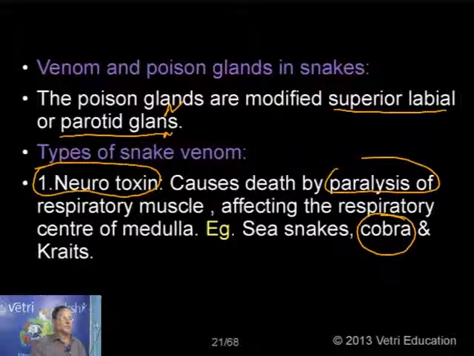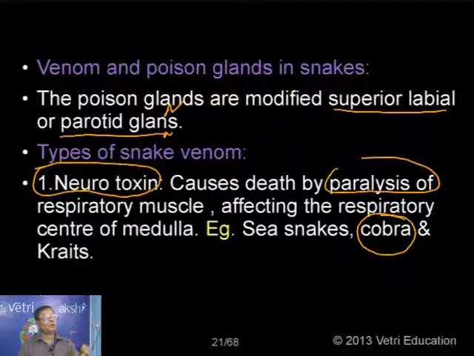In the nervous system, in the medulla oblongata, there is a center called the respiratory center. That respiratory center controls the breathing movements, particularly the activity of the muscles involved in breathing. Here, the medulla oblongata region is affected. Once it is affected, this toxin affects that center. Ultimately, it causes paralysis of the respiratory muscles so that the person is unable to breathe, leading to death.